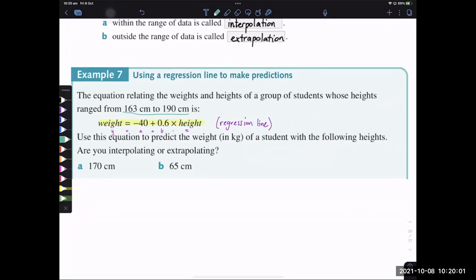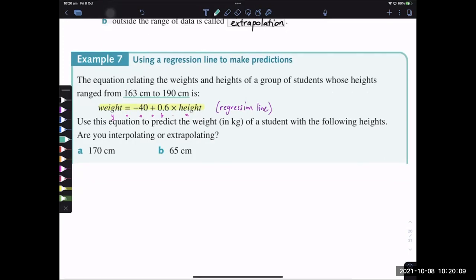Another striking piece of information is that we've got the data from points 163 to 190. Now it says use this equation. What are we using? This equation to predict the weight of a student with the following heights. To predict is the verb, so that's what we're doing. What are we predicting? We're predicting the weight of the students. It says here, are you interpolating or extrapolating?